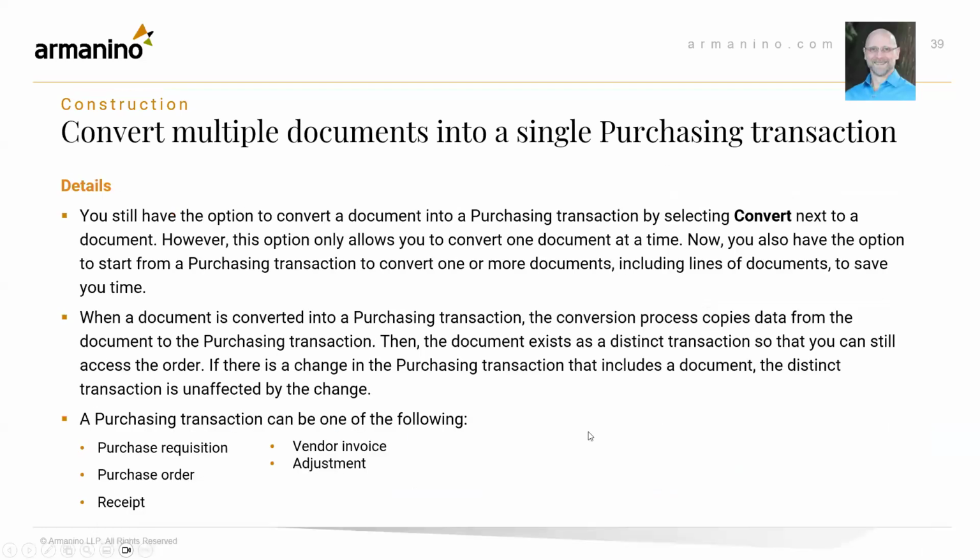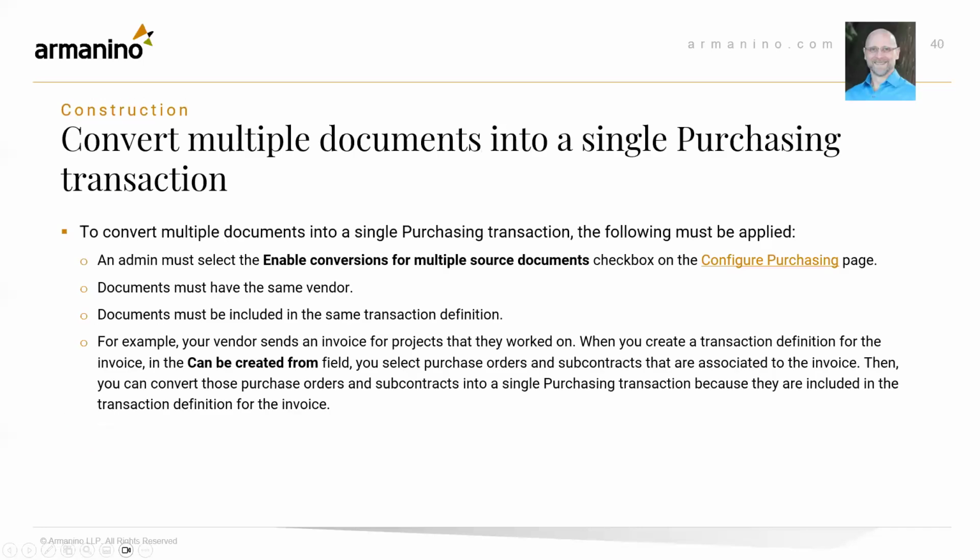I'm going to show this, so I'm not going to read through this slide too much. By the way, you guys will all get this deck at the end, so you can read through this at your leisure. But basically, this can be done on any purchasing transaction, whether it's a PR, a PO, a receipt, a vendor invoice or adjustment. And again, I'll be showing this in more detail coming up here.